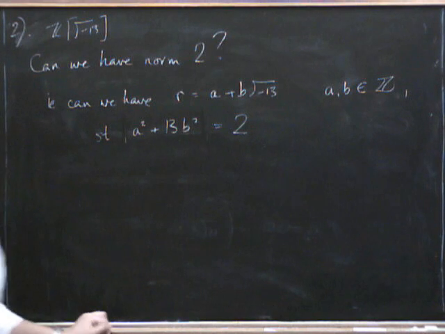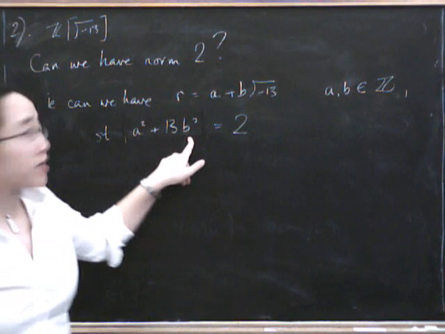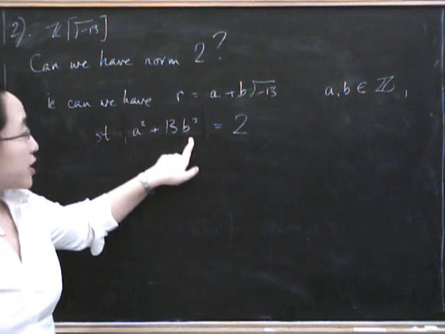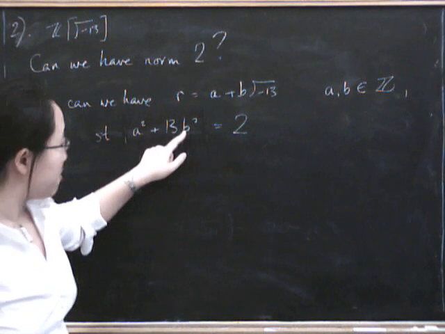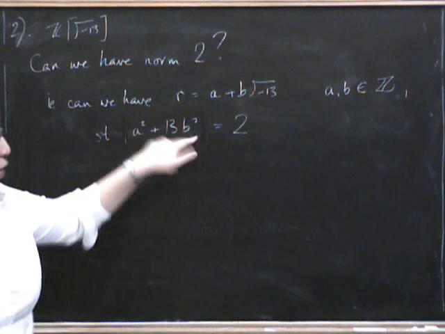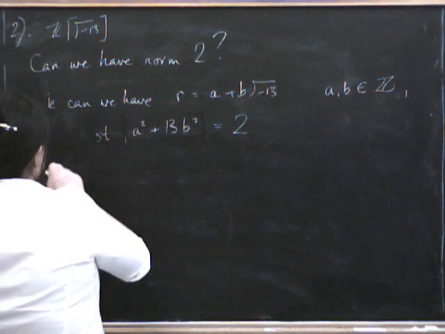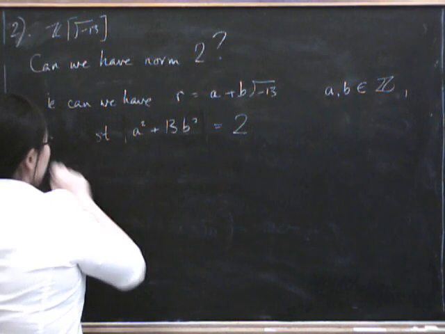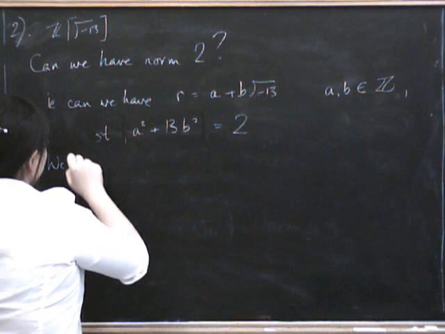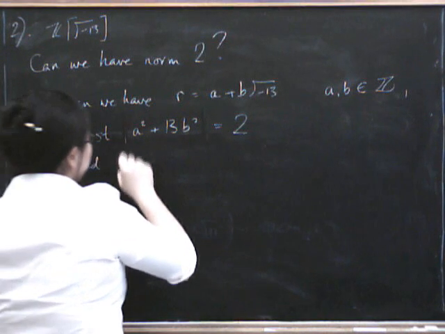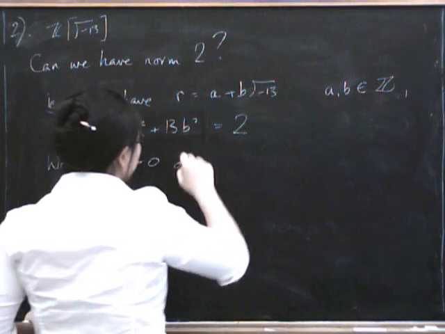So the first thing you say is that certainly B, if this is going to be true, B has got to be 0. Because if B was greater than 0, then you'd immediately get this whole thing being greater than or equal to 13. So that wouldn't do. So we immediately need B equals 0.